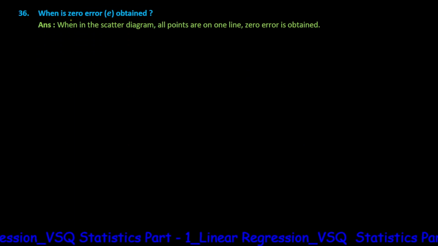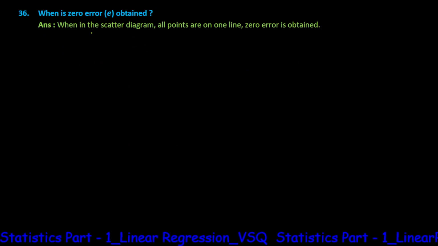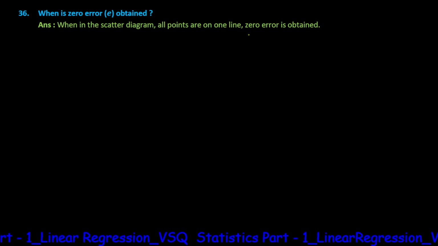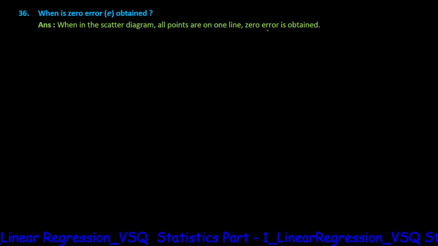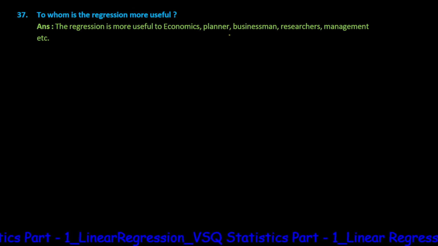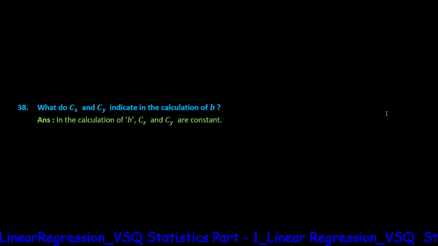Question 36: when is zero error E obtained? When in the scatter diagram all the points are on one line, then the error is zero. Question 37: to whom is regression more useful? Regression is more useful to economists, planners, businessmen, researchers, management, etc.